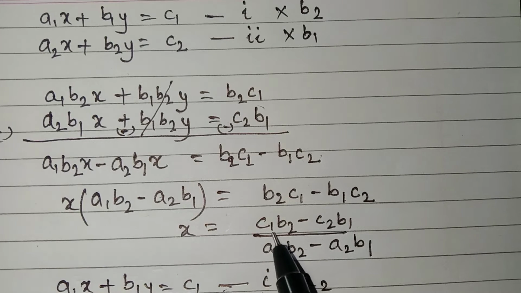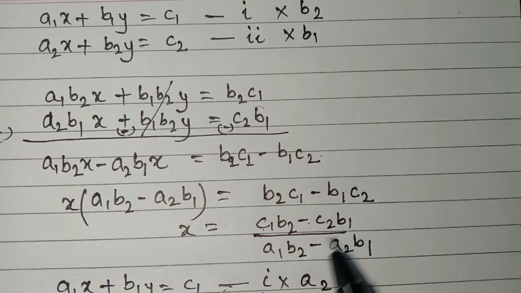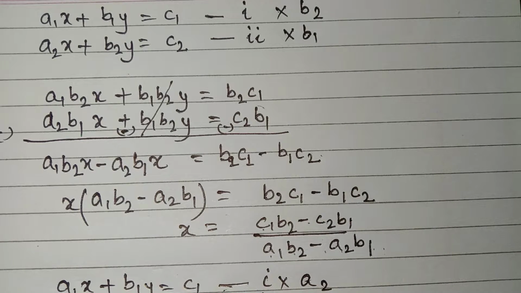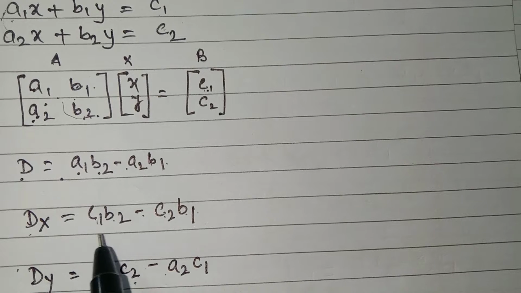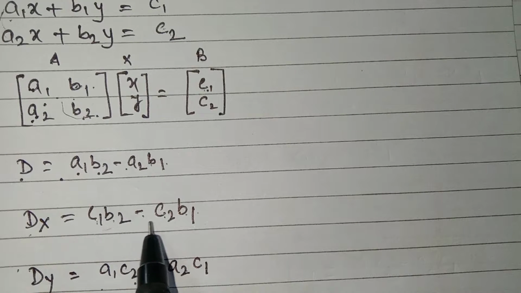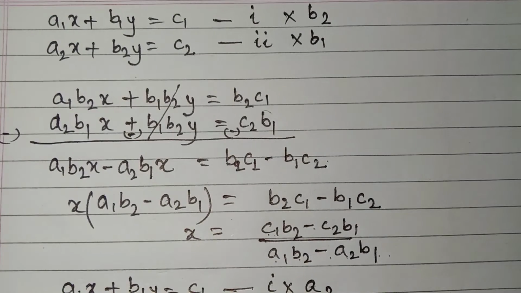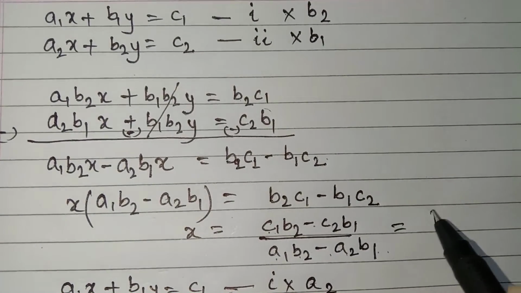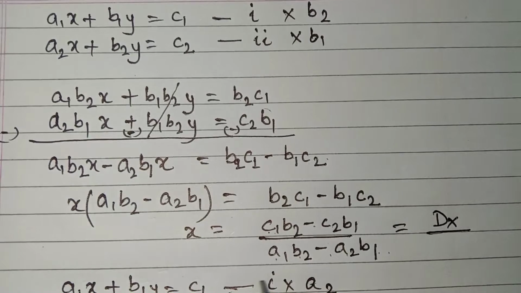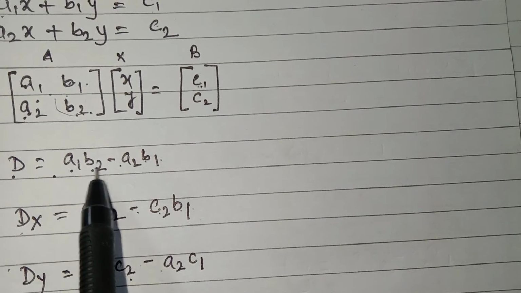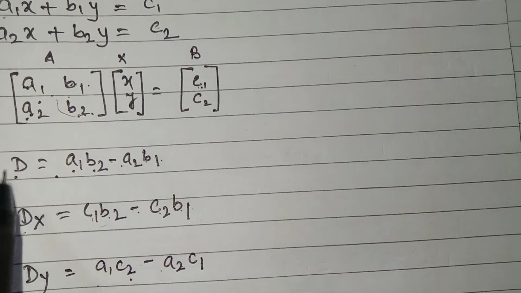Okay. So now let's check our solution of the previous equation. Here we have got c1b2 minus c2b1 upon a1b2 minus a2b1. Let's check what these two things were. You can see that c1b2 minus c2b1 is dx, so we write x equal to dx upon, and this thing, a1b2 minus a2b1, is d.